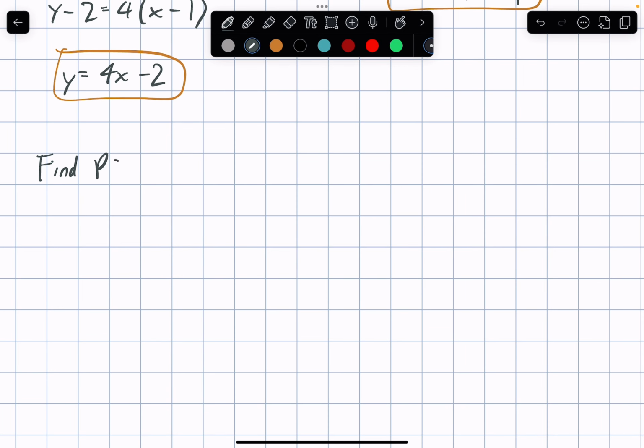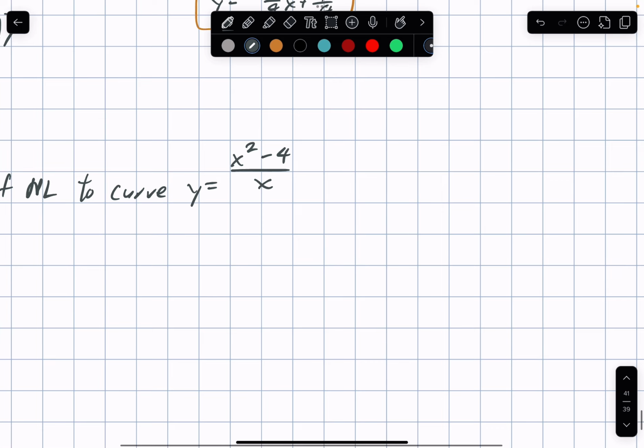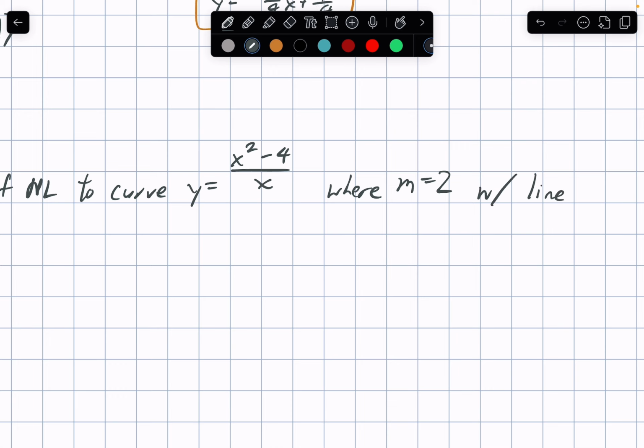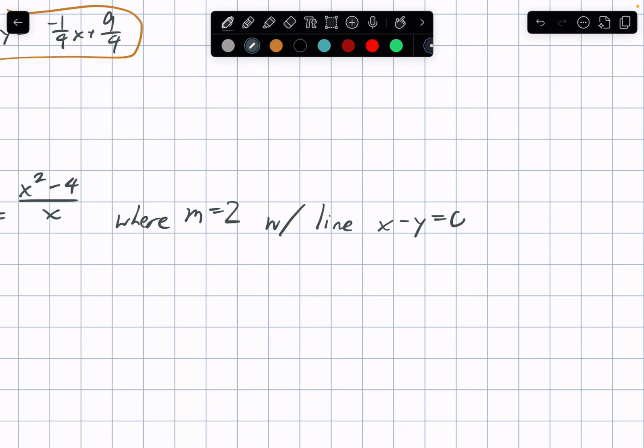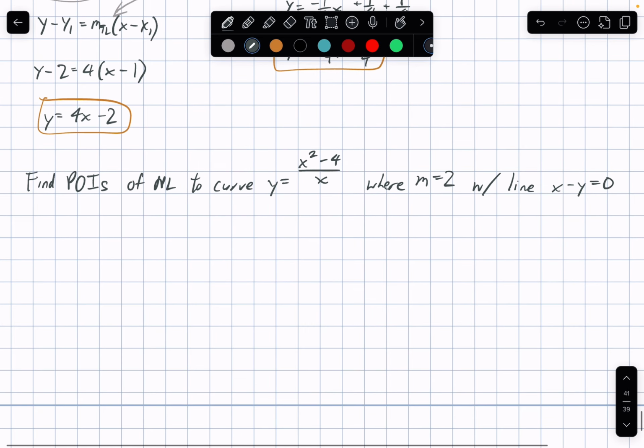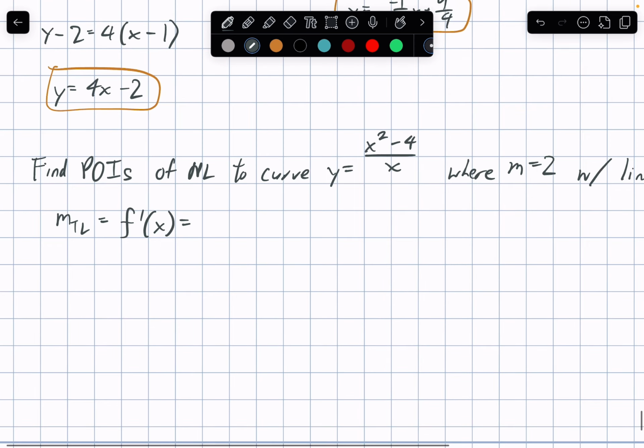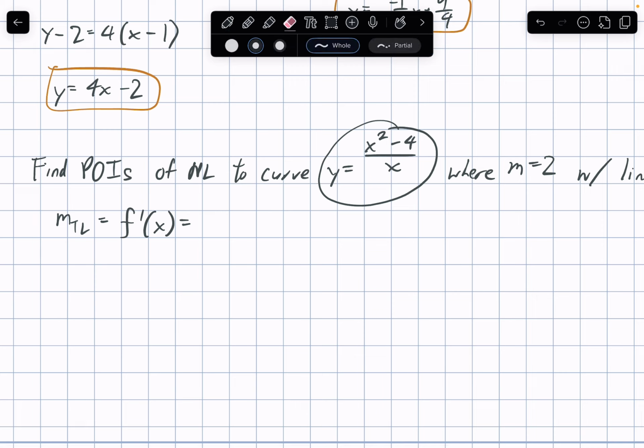You are tasked to find the points of intersection of the normal line to the curve y equals x squared minus 4 divided by x, where m is equal to 2, with the line x minus y equals 0. The slope of the tangent line is equal to the derivative, right? So let's find the derivative of this curve.